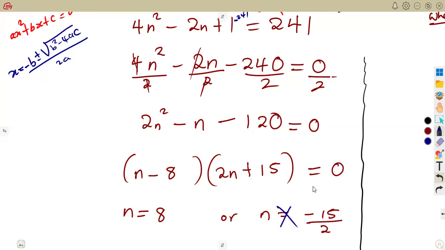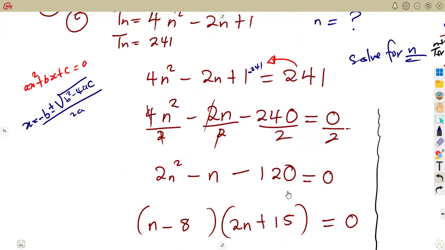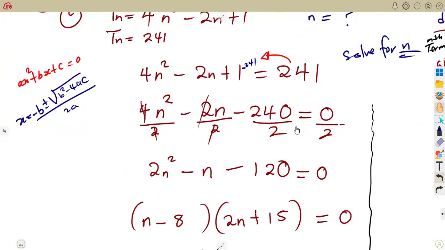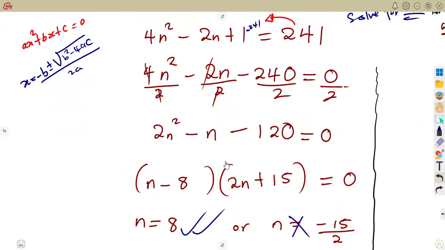All right. So n cannot be a decimal, guys. We're talking of number of terms. So definitely our n is going to be 8, meaning to say that is the corresponding part when our Tn is 241. The term is going to be the eighth term that we are talking about. So the eighth term is equal to 241. That is what it means. So this is it on your quadratic.